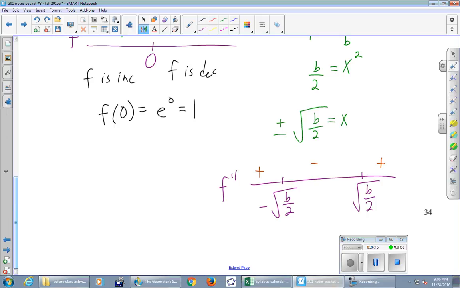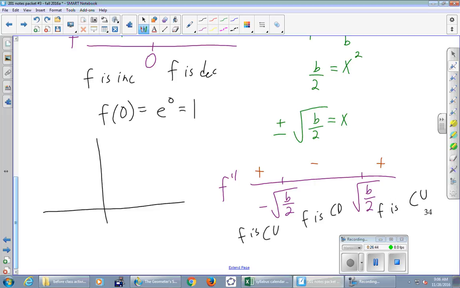All right, let's write our conclusions. Out here, F is concave up. In between, concave down. And to the right, concave up. We're going to do a quick sketch here of F, and then we'll look at Sketchpad, and then you'll do the demo or the activities.